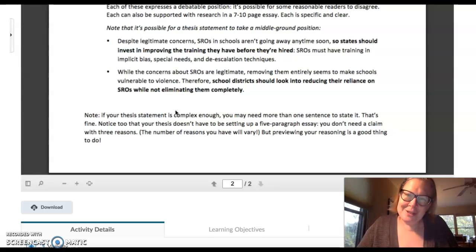You want to take a position that's debatable, that some reasonable people could disagree with, and that you can support and focus on in your entire long research paper.